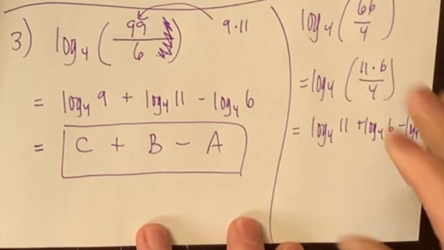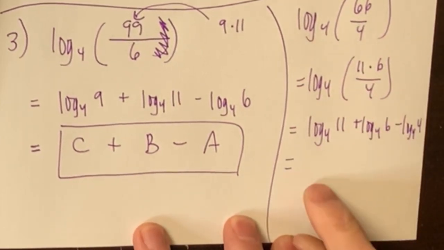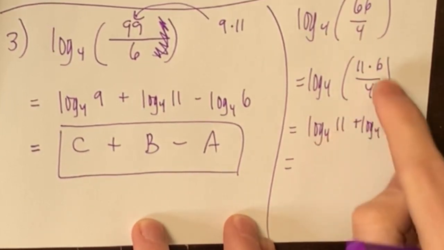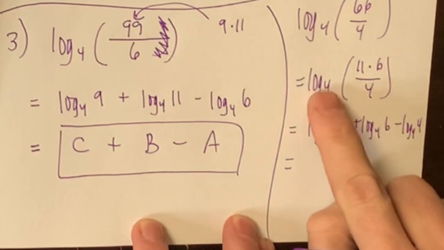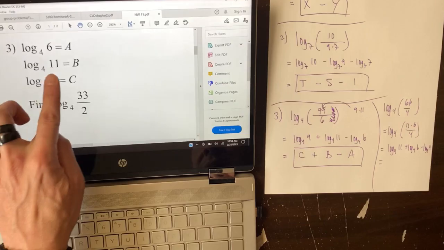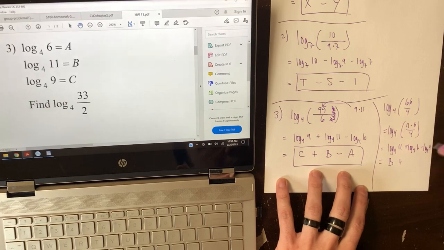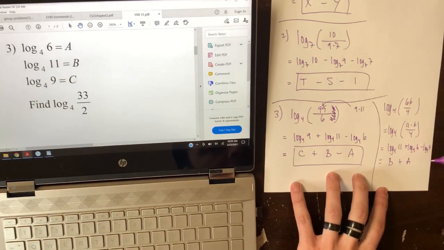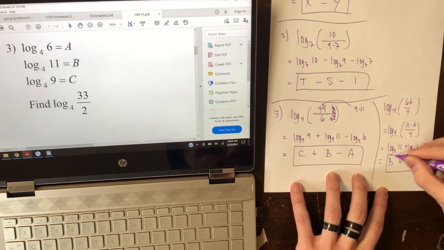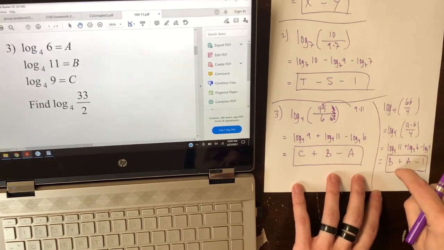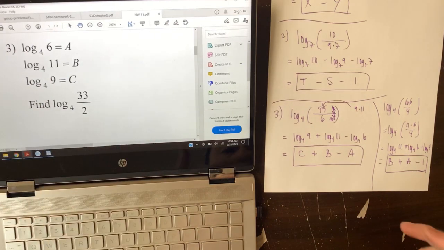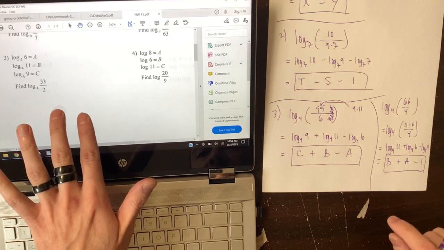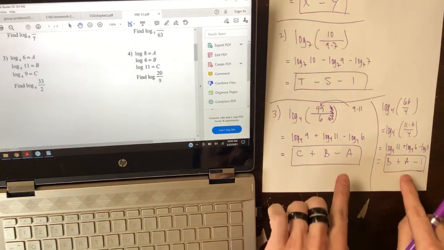Pardon the sloppy writing. I ran out of space. And that's good because 66 is 11 times 6. These guys are positive. They came from the top. This piece is negative. It came from the bottom. Log base 4 of 11 is B plus log base 4 of 6 is A. And then minus 1. So look, these are two different answers to the same equation. So that's one example where a problem like this can have more than one right answer. And maybe there's another way, I'm not sure, but I'm saying these are legit.